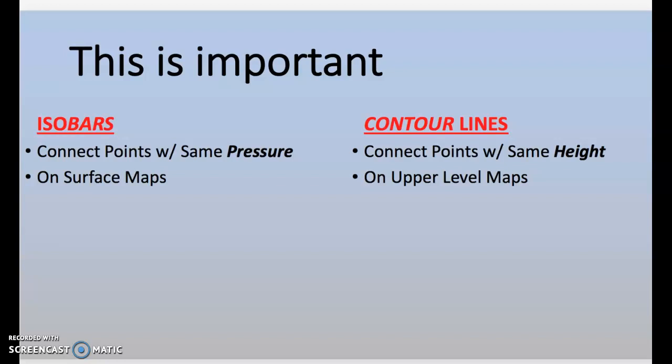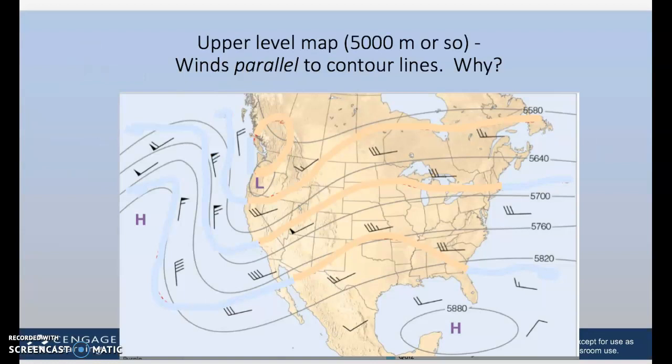Upper level maps, contour lines, topographical. Surface maps, isobars instead. Review that if you need to. We also know that on upper level maps, the winds are parallel to the contour lines. They don't go across the isobars because there are no isobars on upper level maps. There are contour lines on upper level maps. And you may wonder why you're noticing the winds parallel to the contour lines. You should go back over this on the other videos.